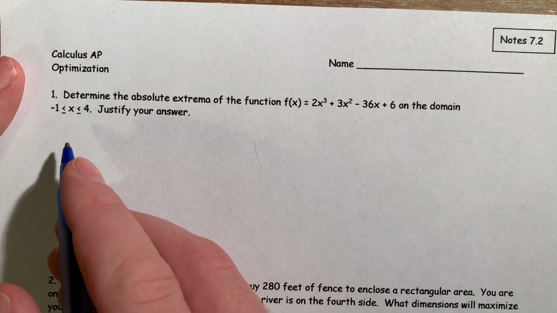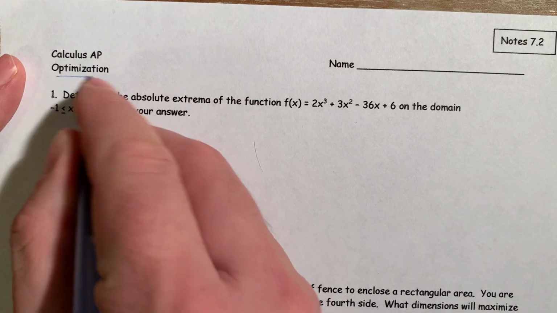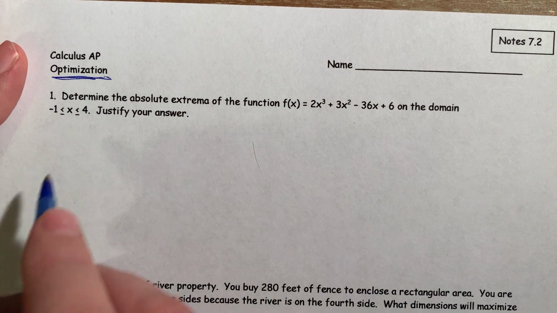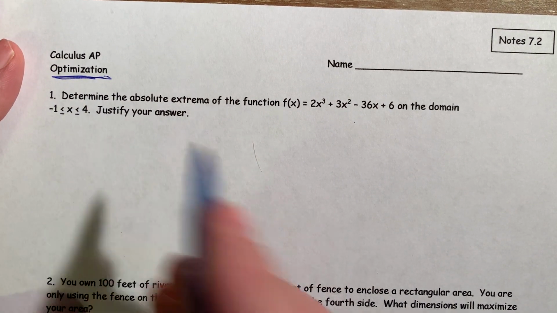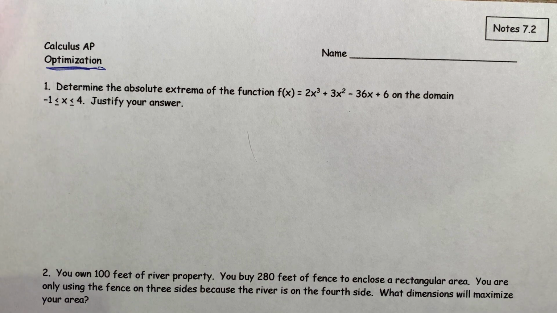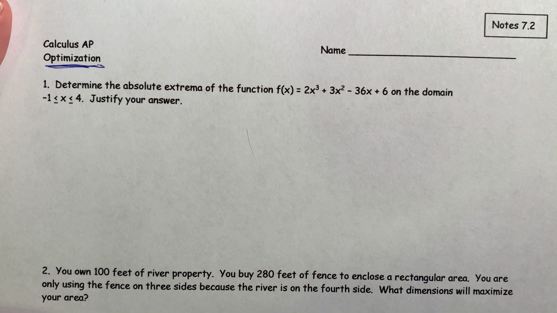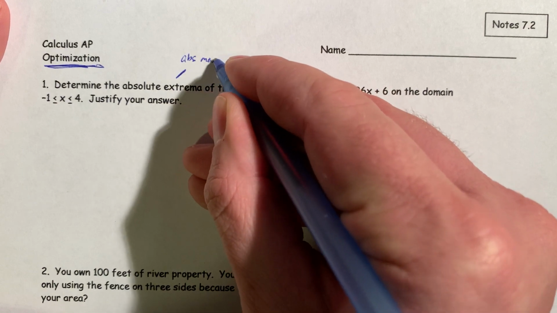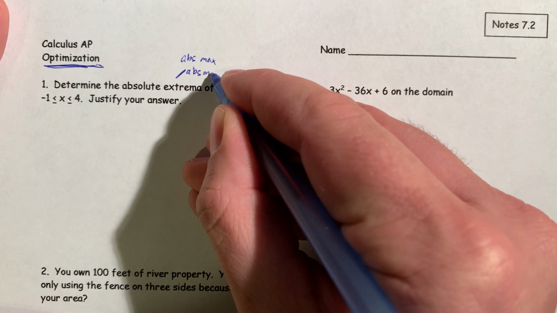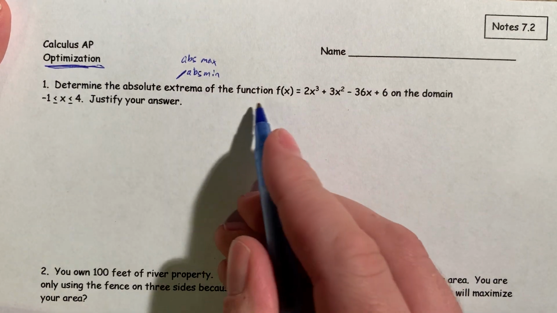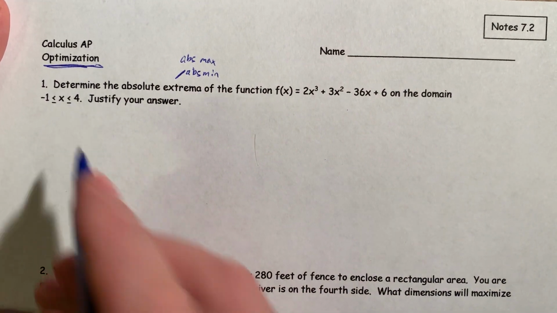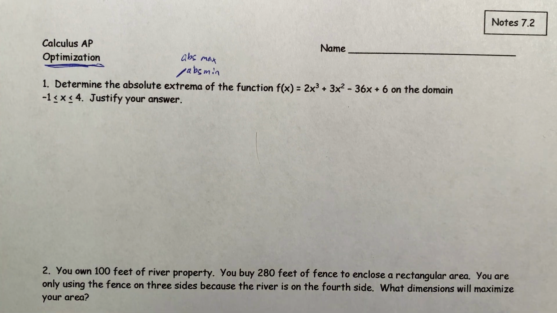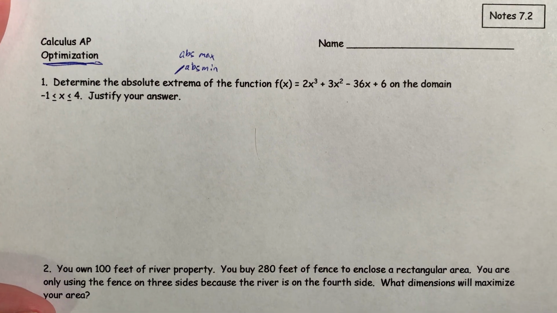So we're going to start with a problem you should already be able to do. Optimization means making things be as good as they can be, whatever good means. So let's start with a warm-up problem. What are the absolute extrema? Absolute extrema are absolute max and absolute min. So find the absolute max and absolute min of this function on the domain -1 through 4, and justify your answer. Go ahead and try this. You should be able to do this from the first semester.